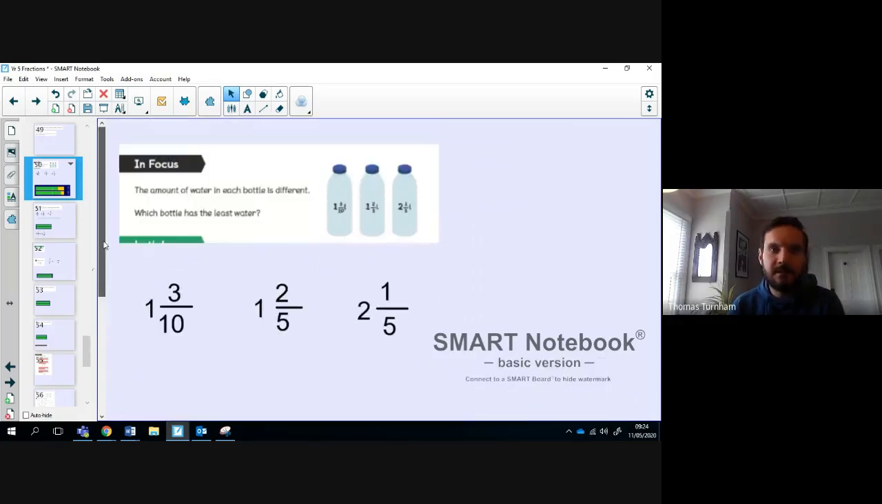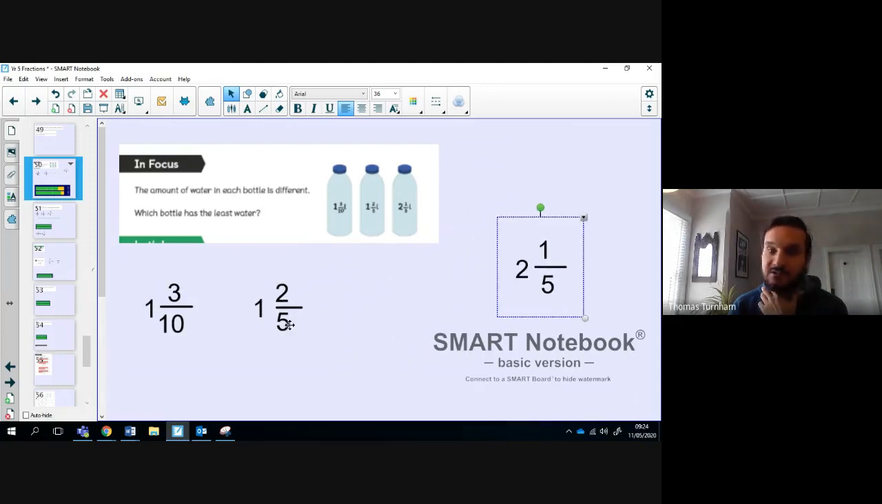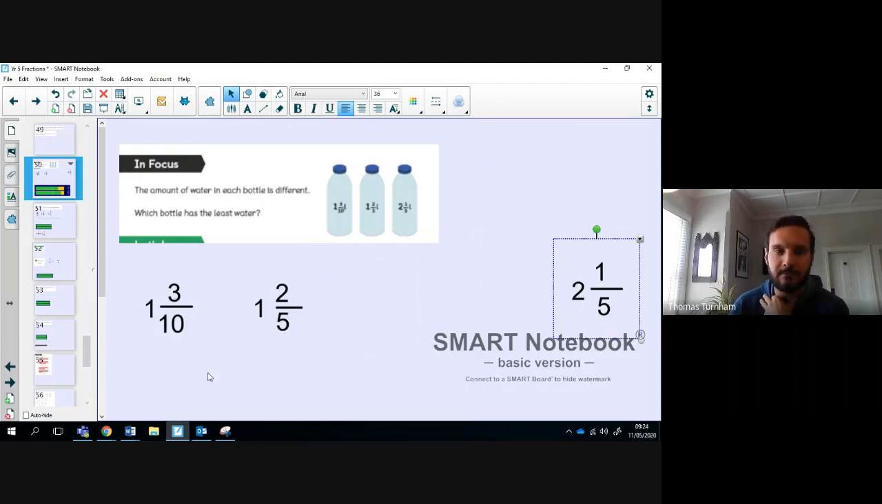Excellent. So we know straight away that 2 1/5 of a litre is going to be more than 1 2/5, because 2/5 is not a whole. So this is not more than 2 litres yet. 3/10 is not more than a whole, which means this is not more than 2 litres yet. So this is going to have the most water. Both of these bottles have 1 litre each, and one has 3/10 of a litre, one has 2/5 of a litre.